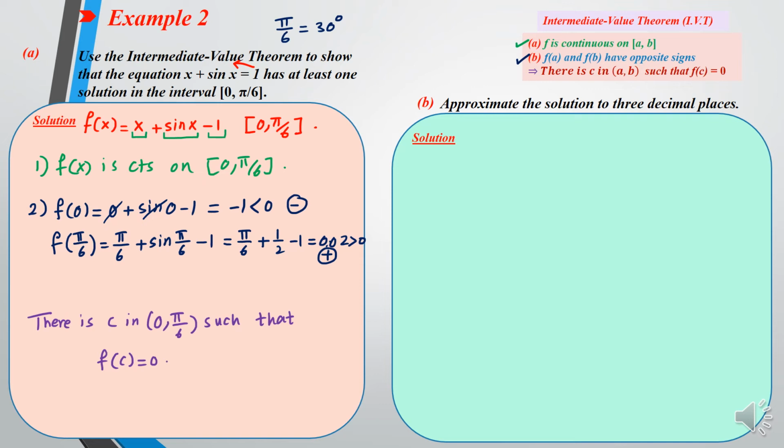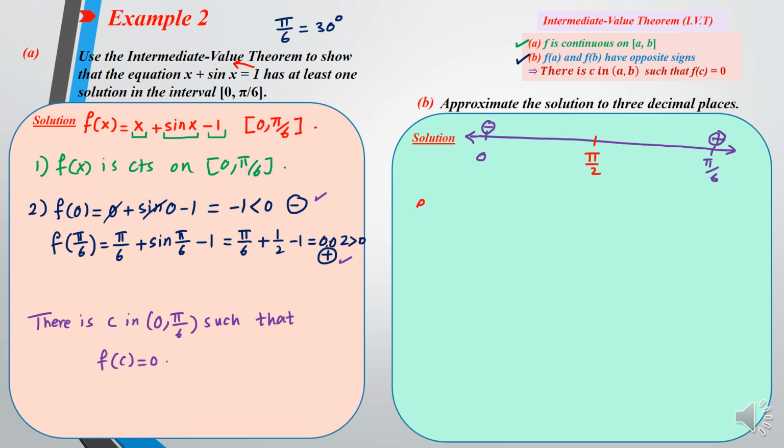In part B, you will use the same procedure we did in the previous example, and you have to put a number line like this, our interval from 0 to pi over 6, and the image of 0 is negative, and the image of pi over 6 is positive. Now you have to take the mid value between 0 and pi over 6, so you add 0 plus pi over 6, divide by 2, and this will give us pi over 12.